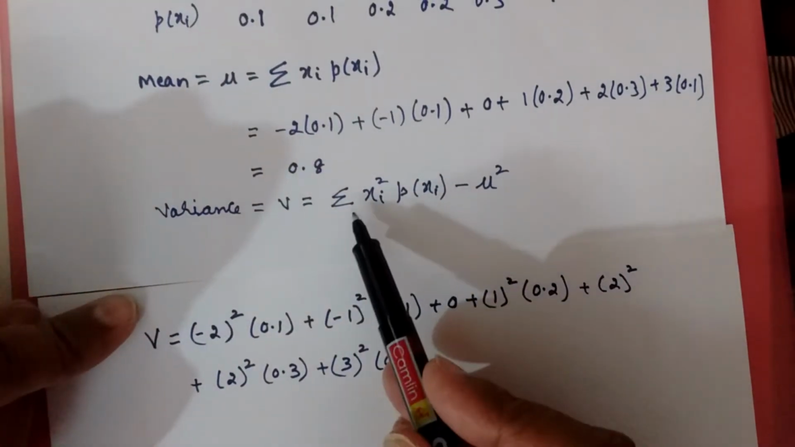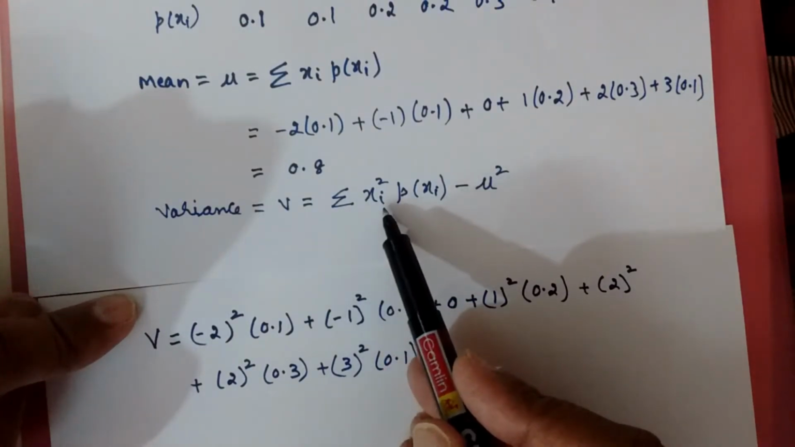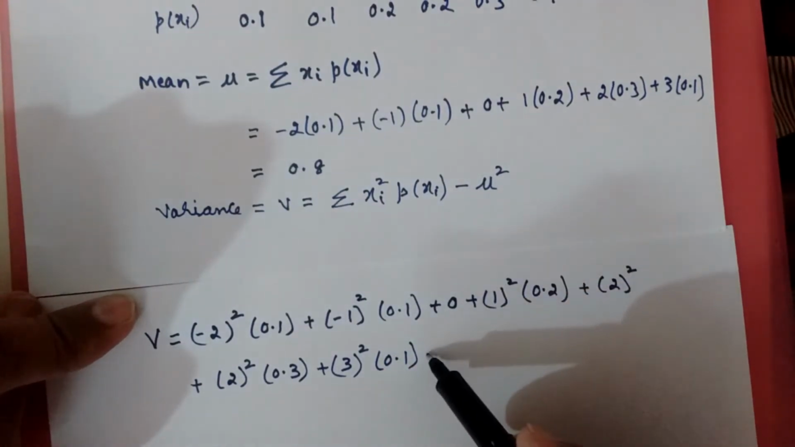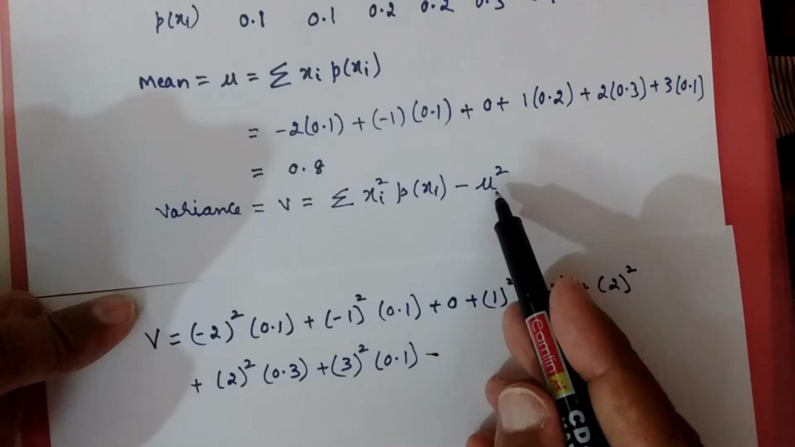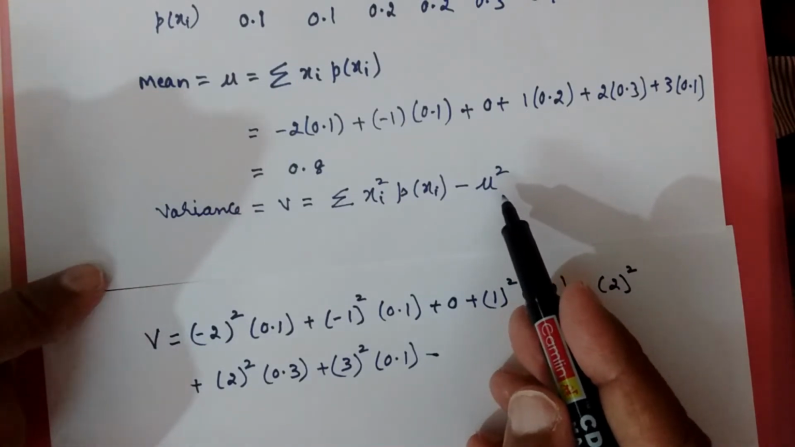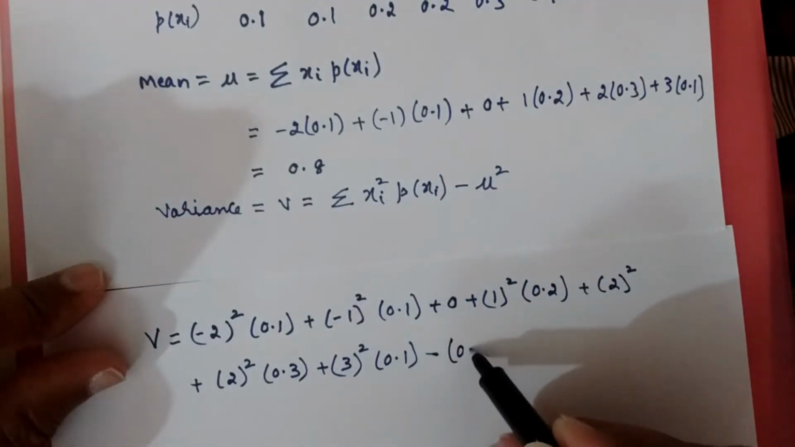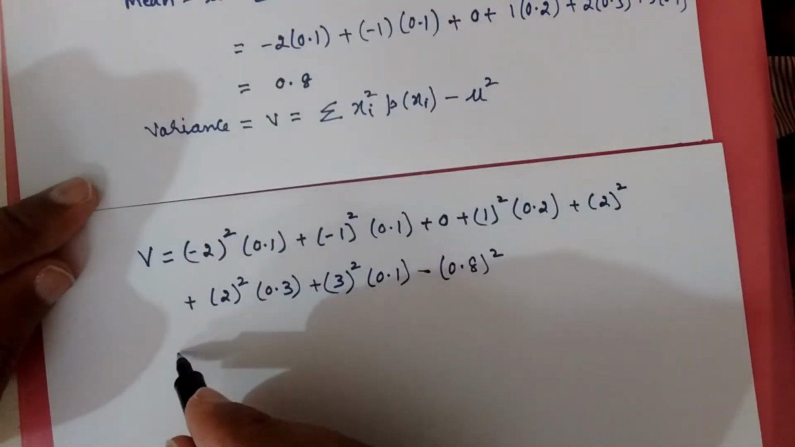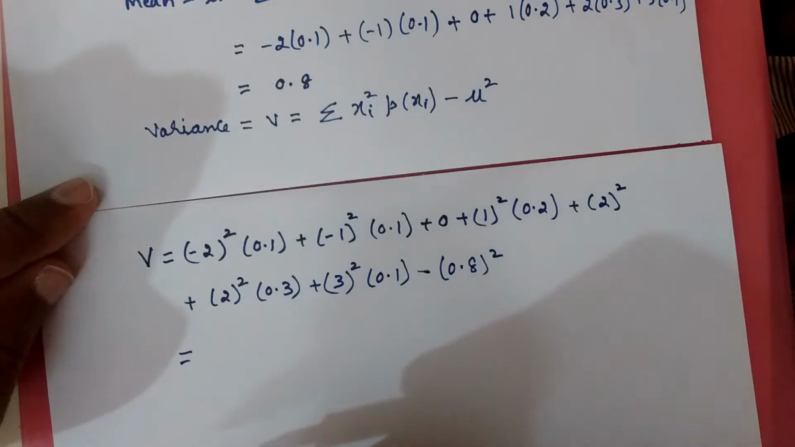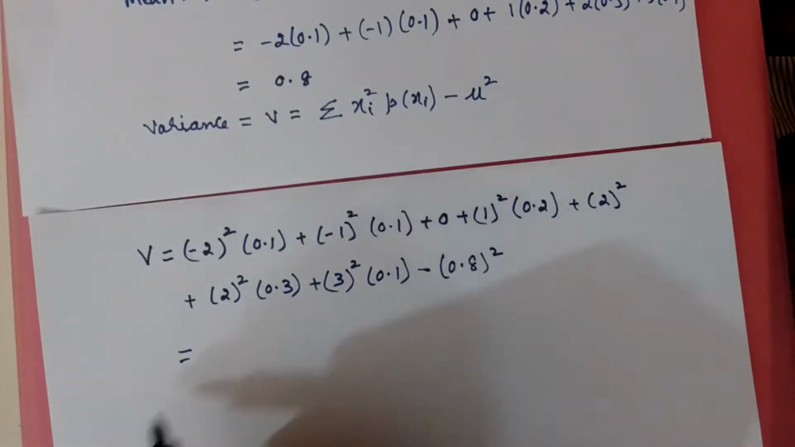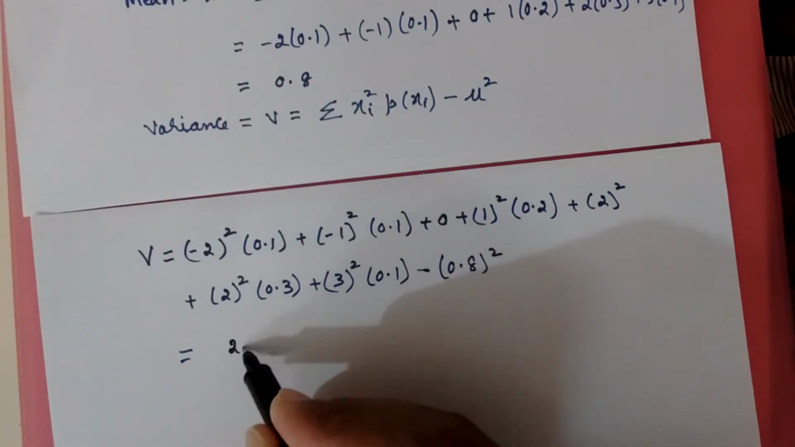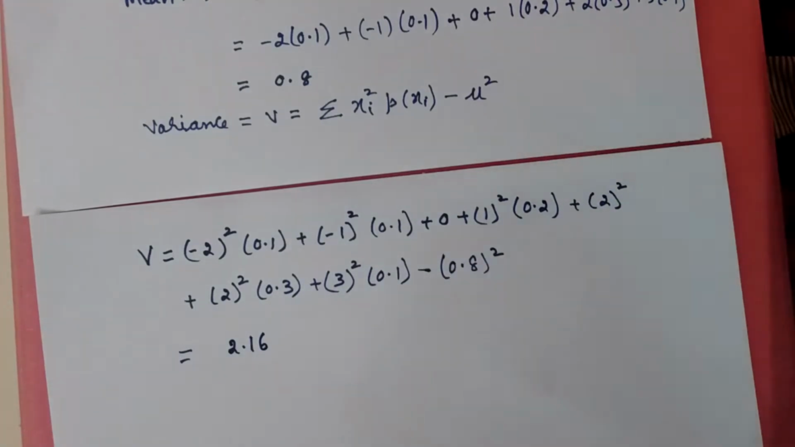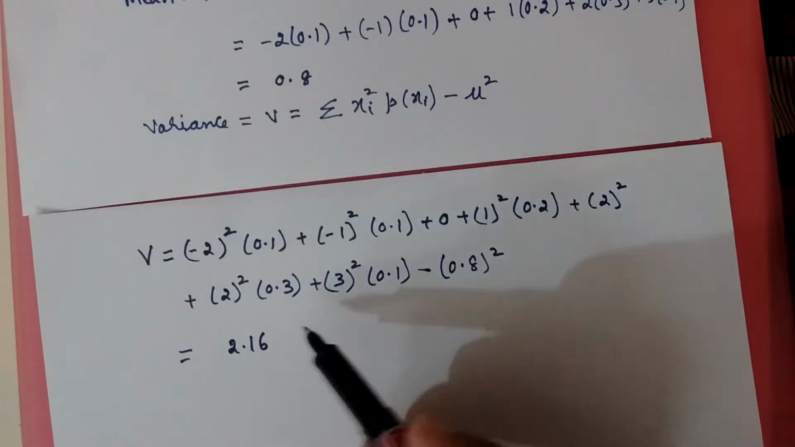So we have plugged in all the values of the summation of xi square into p of xi, minus mu square. The value of mu here is 0.8, so it's 0.8 square. You can just evaluate this and see what solution you get. Are you getting it as 2.16? Then it is right. So that completes the problem.